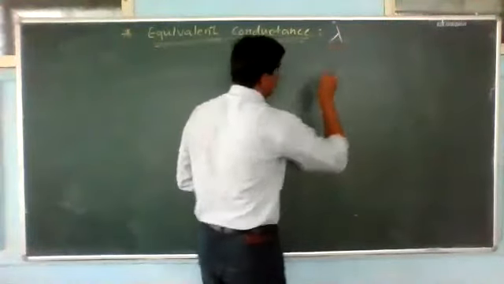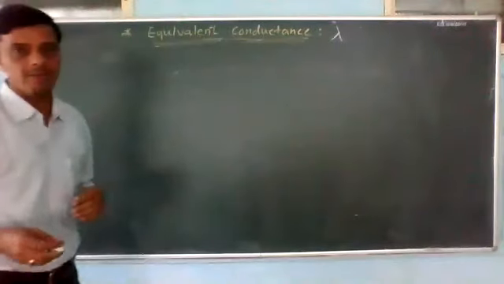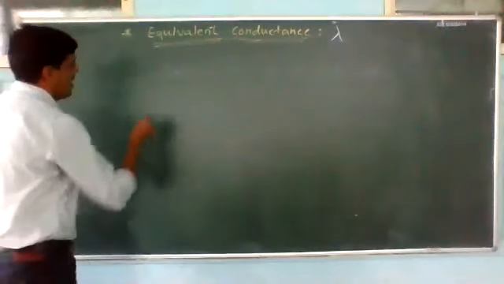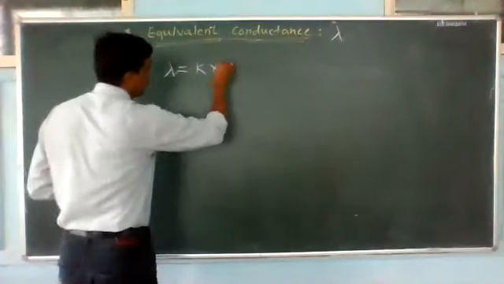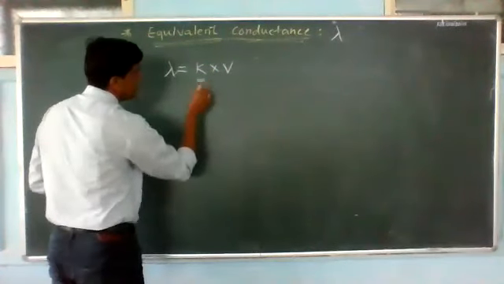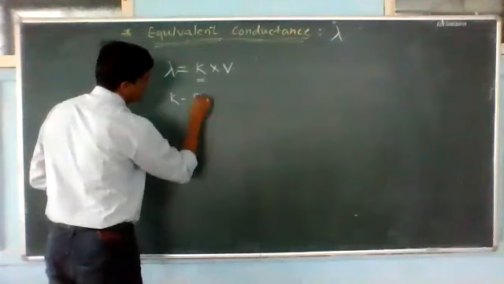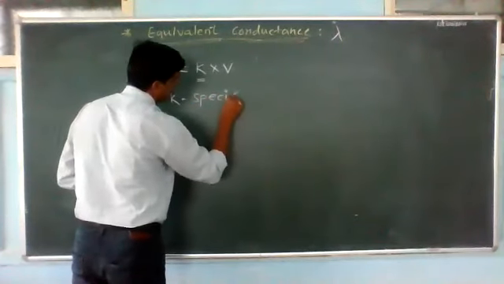Mathematically, equivalent conductance is represented by the symbol lambda, and it is given as lambda is equal to K into P, where K is the specific conductivity.